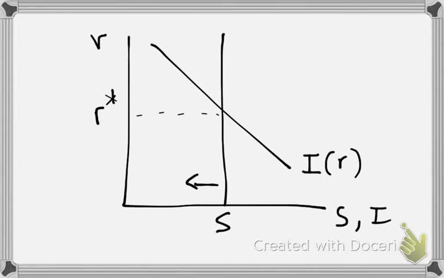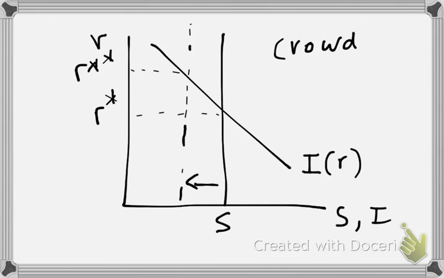So if savings goes down, we have a new savings line, and we have a new equilibrium then, our double star, a higher interest rate, and there will be lower investment. So government spending goes up, and that crowds out investment, is the way we would think about it in this model.